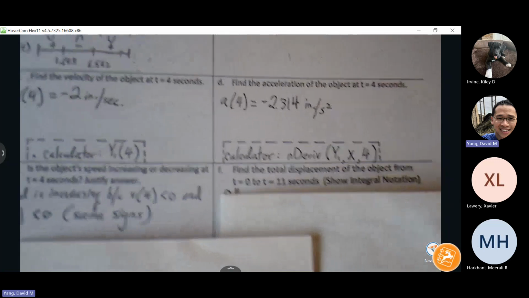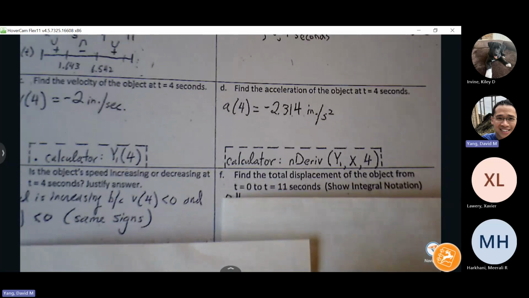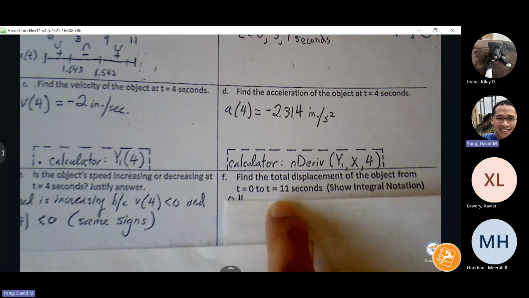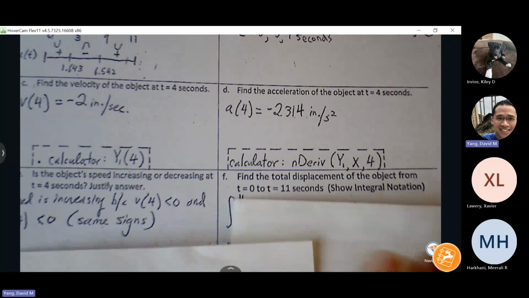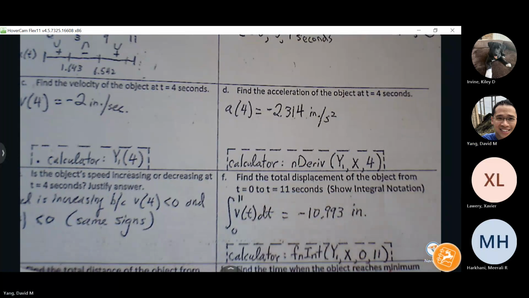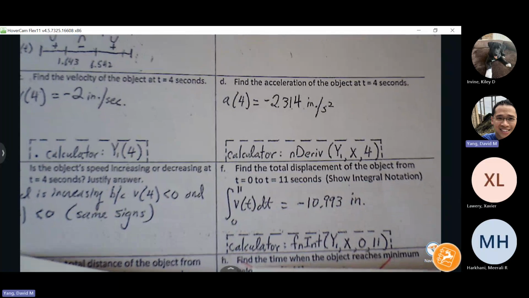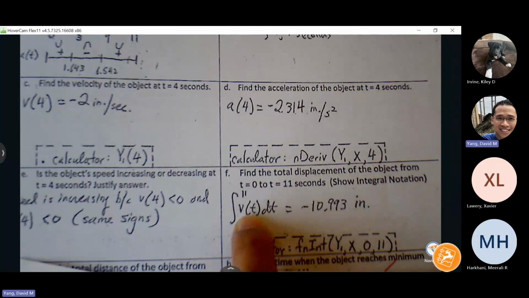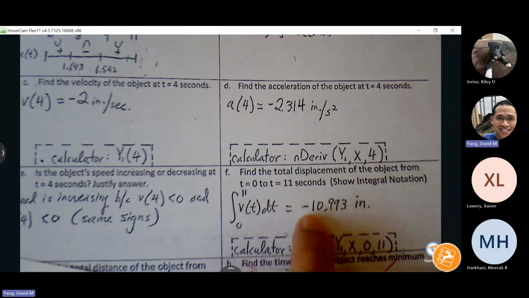Okay, part F, find the total displacement. So displacement's formula is just the definite integral from A to B of V of T. Okay. So displacement is just the integral. We do math 9 to get there. So math 9, your math print shows up from 0 to 11 of y sub 1.